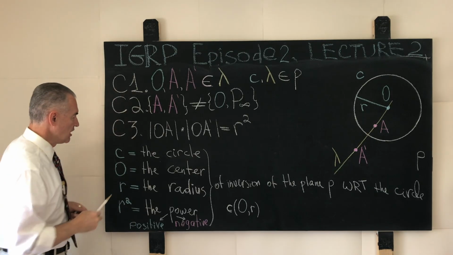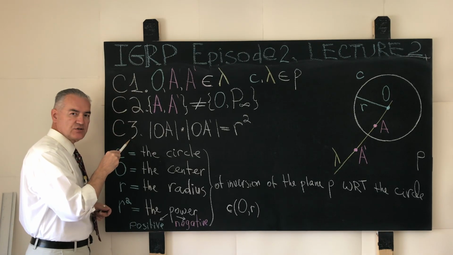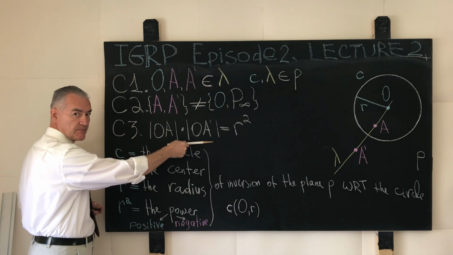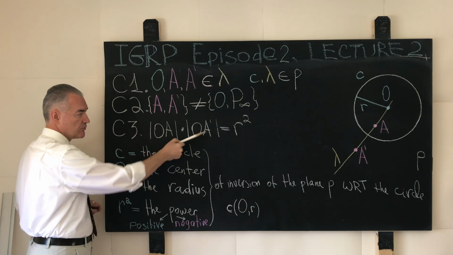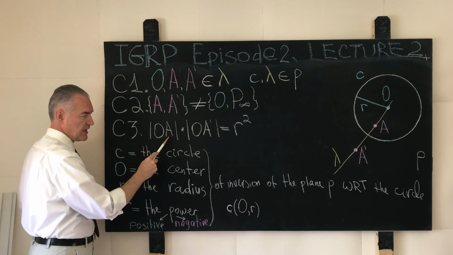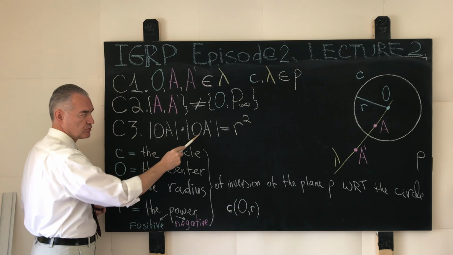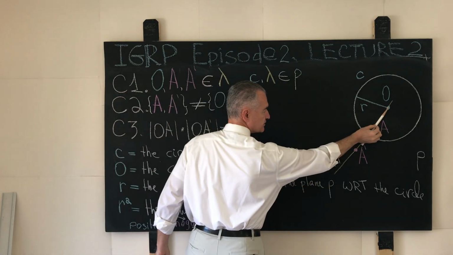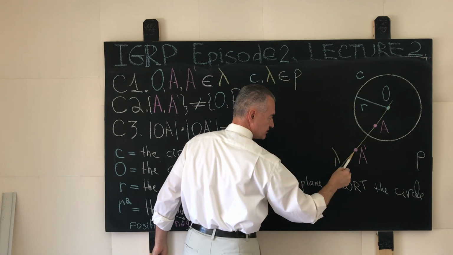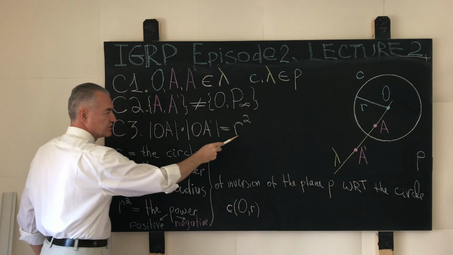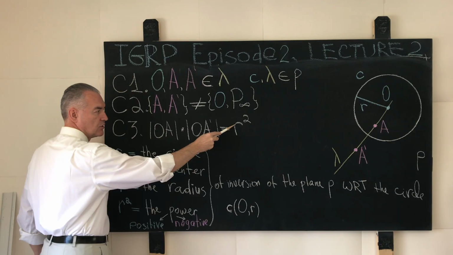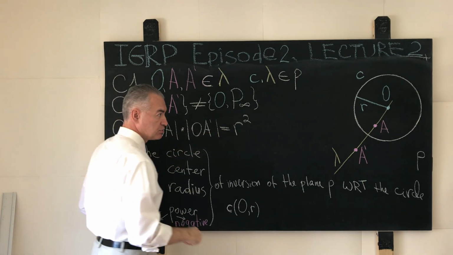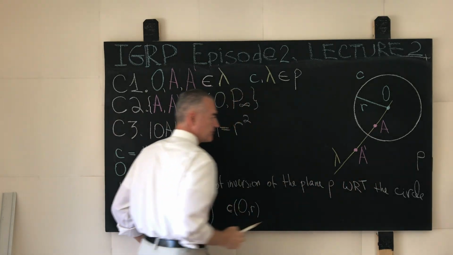And lastly, the final condition named C3, shown over here, demands that the product of the distances from the point O to the point A and from the point O to the point A prime, this distance times this distance, is equal to precisely the square of the radius of the circle with respect to which the plane P is being inverted.